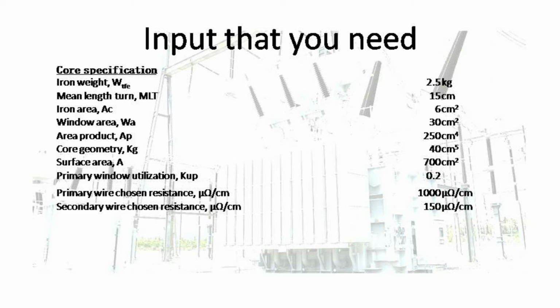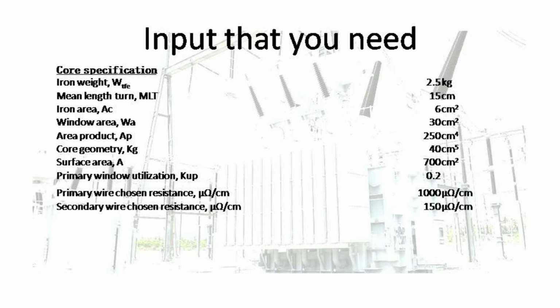Now the surface area, or A, we're going to set as 700 centimeters squared. The primary window of utilization, which is KUP, is 0.2. The primary wire chosen resistance is going to be 1000 micro ohm per centimeter, and the secondary wire chosen resistance would be 150 micro ohm per centimeter.